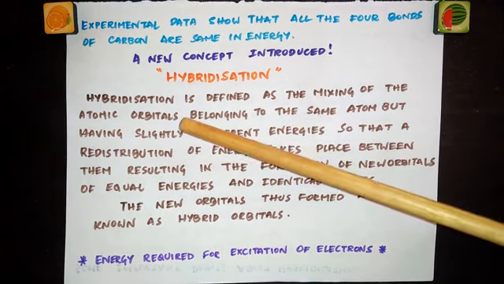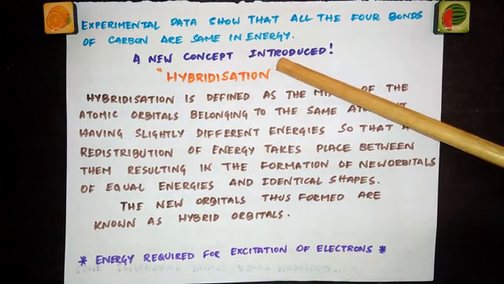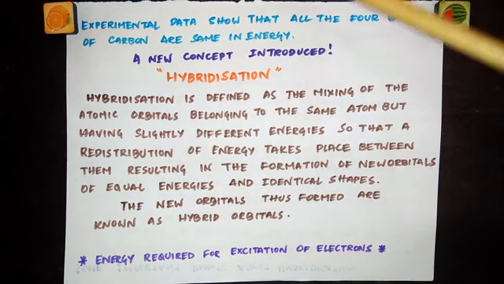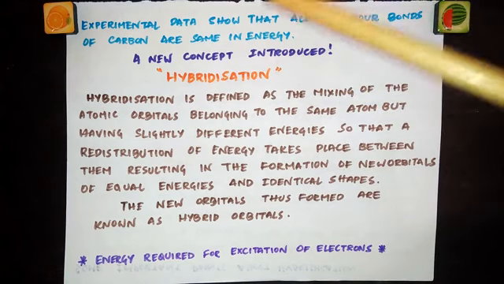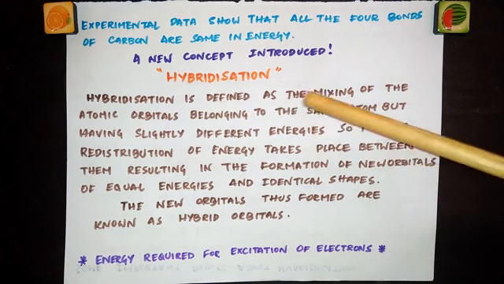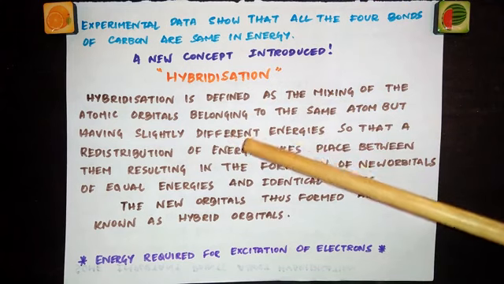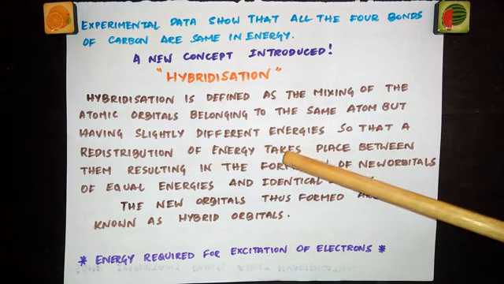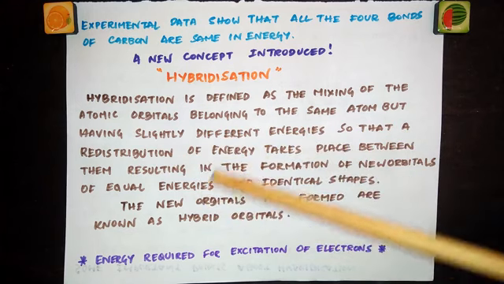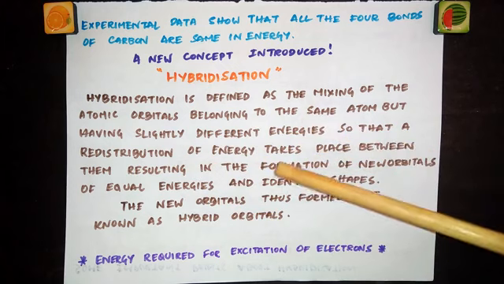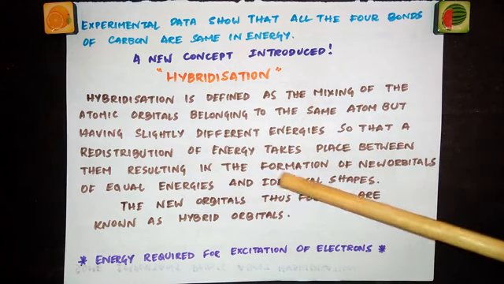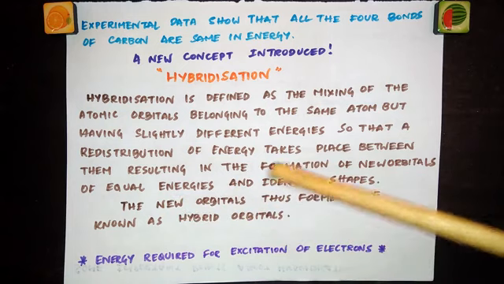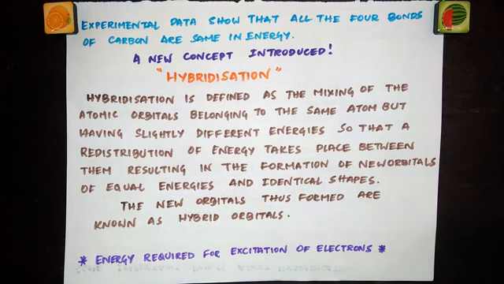What are the atomic orbitals we are talking about here? We are talking about 2s, 2px1, 2py1 and 2pz1. So there is going to be a mixing of the atomic orbitals belonging to the same atom but having slightly different energies, so that a redistribution of energy takes place between them, resulting in the formation of new orbitals of equal energies and identical shapes. The new orbitals thus formed are known as hybrid orbitals.